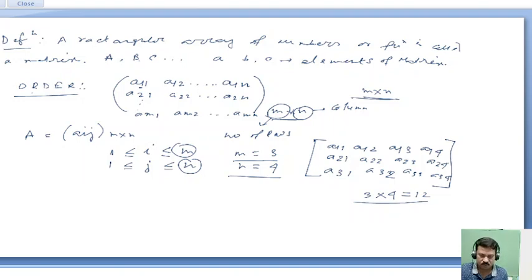Now we come to the next point: types of matrix, the different kinds of matrix.